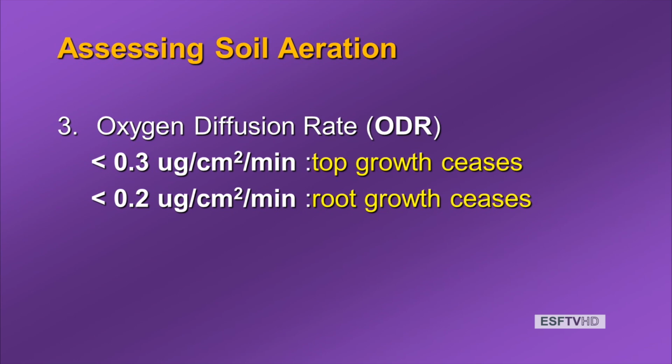We can also consider root growth. Root growth is pretty close, it's 0.2 micrograms per centimeter squared per minute. So you're in this range, and you're going to lose growth. Enough said.